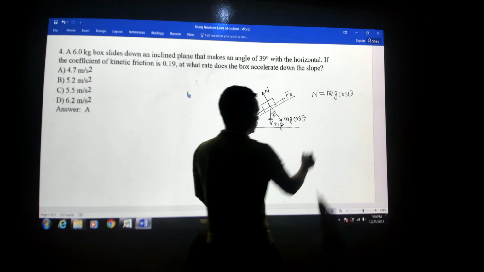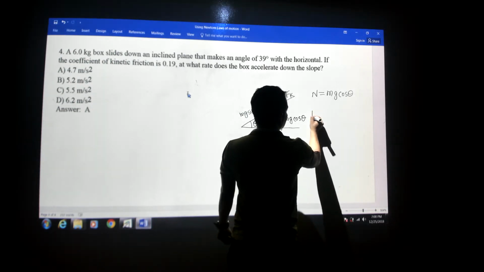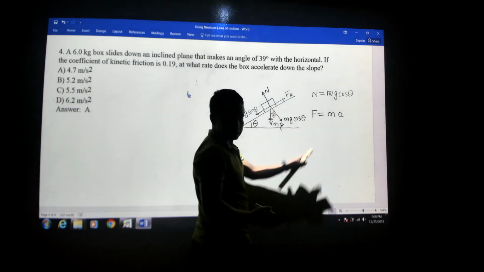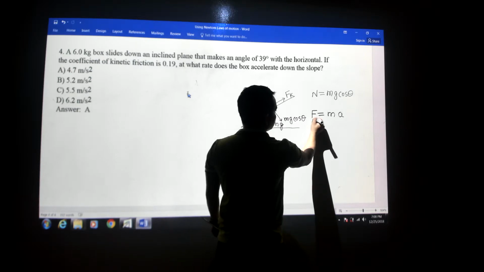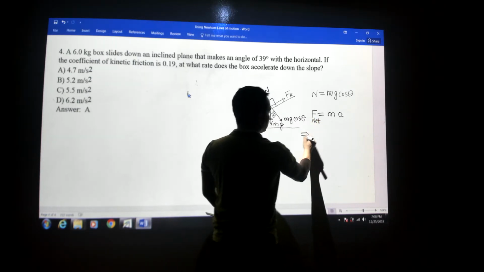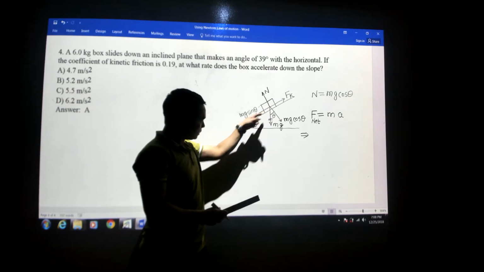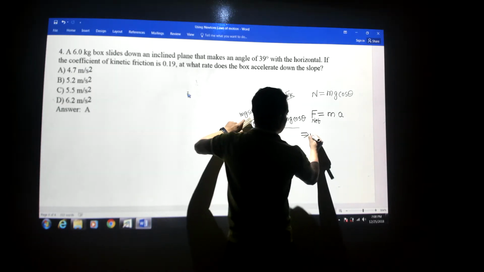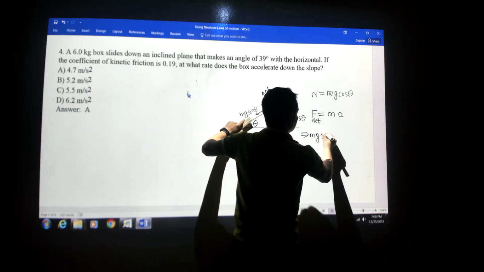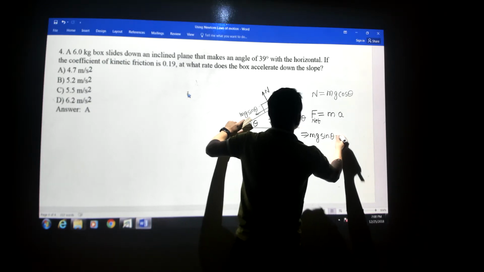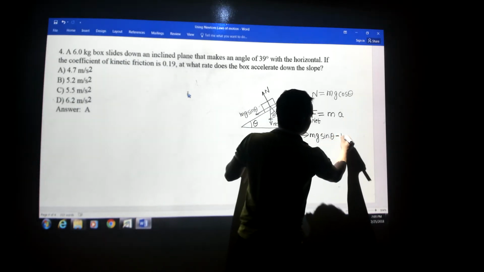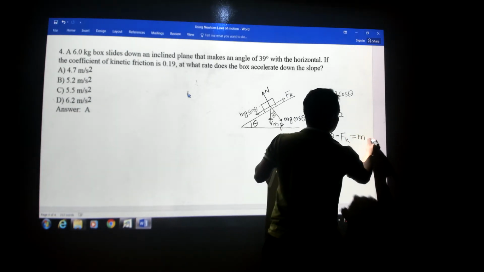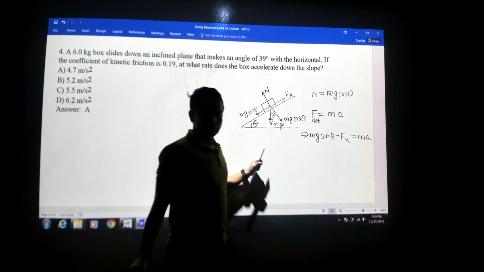Now the total force: as the box slides down, there will be acceleration. So in this case, we're going to use Newton's second law of motion, F equals ma. Always remember, this F is the net force, so I use net. What is the direction of the motion? It is downhill. So all the forces we need to take: first, this force, mg sine theta, minus this friction force, Fk, has to be equal to the mass times acceleration.